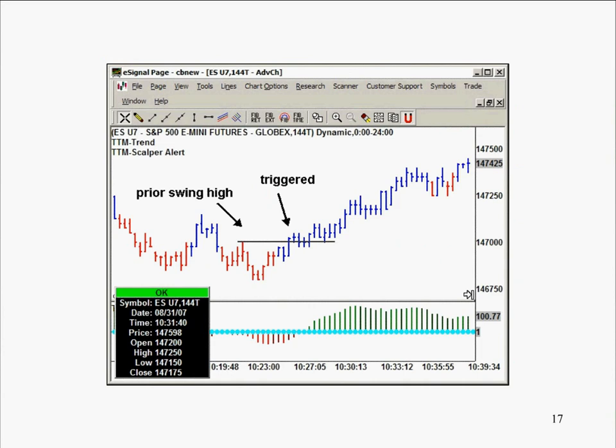Okay, and again, the bars turned blue when we took out this prior swing high over here. So you had the bars turn blue, you had to take out the prior swing high, and the histogram was either flat or above zero for a buy. Okay, so again, that's your entry. You really did not get a pullback in this case. So if you waited for the pullback on this particular trade, you would have missed this trade.